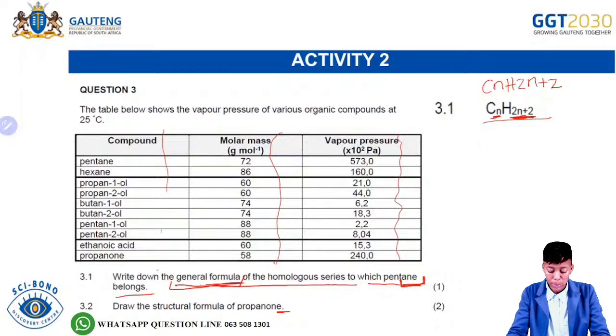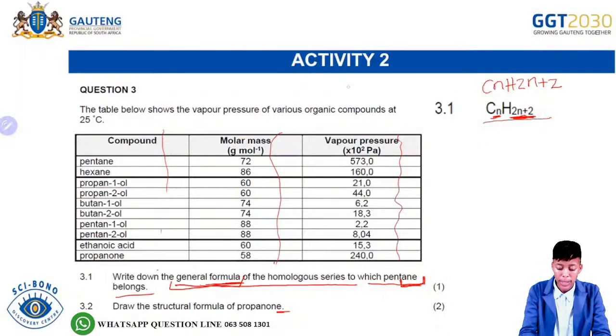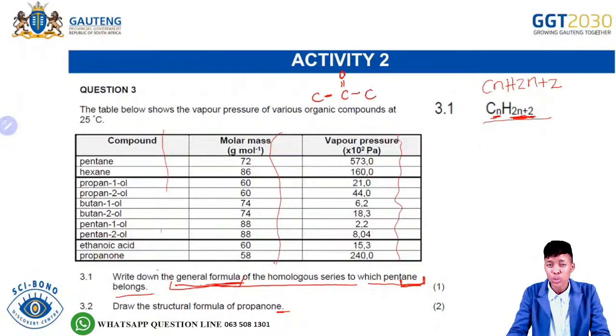So therefore it means that this must be a ketone. Then you can think about the structure of a ketone. What do you know about a ketone? A ketone has a C double bond O, but this C double bond O must be between 2 carbon atoms.